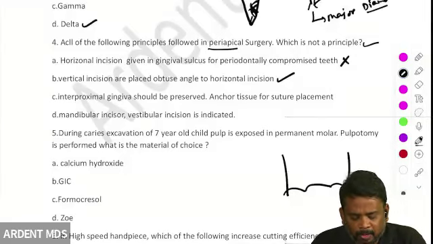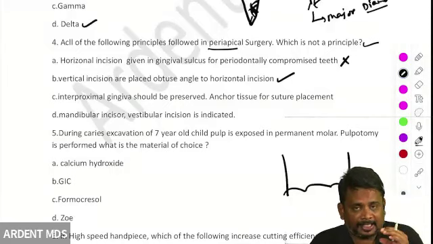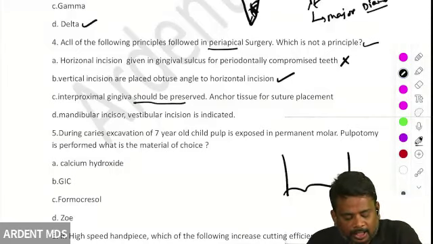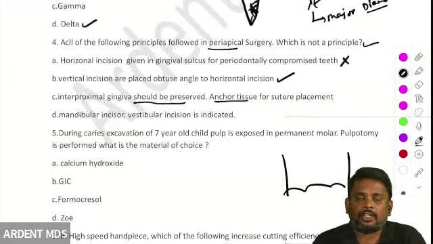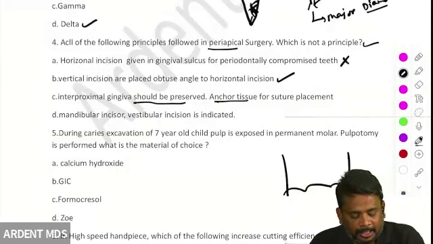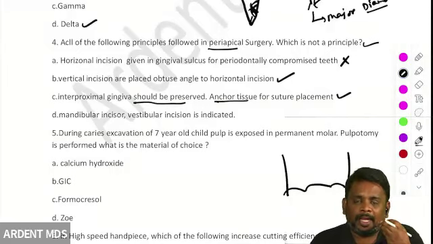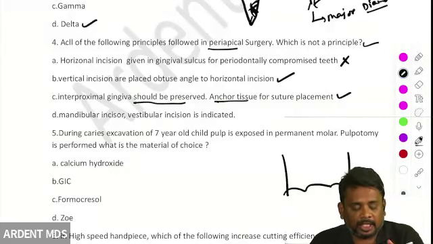So the interproximal gingiva should be preserved. Yes, obviously, it is for aesthetic reasons, and also because it is an anchor tissue for suture placement. Yes, it is correct. For a mandibular incisor, vertical incision is indicated. Yes, this is also a correct statement.